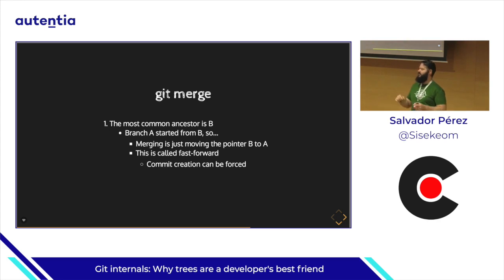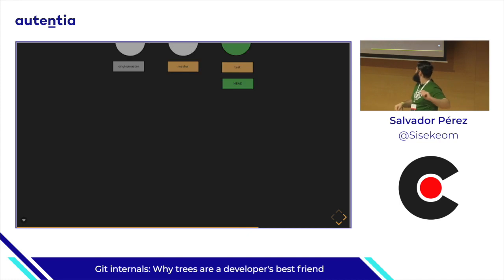First one is you are trying to merge a branch that came out from the branch you are trying to merge it into. So the most common ancestor is the commit you are in right now. So that's the first case here, in which you are trying to merge test into master. I have a typo here, sorry about that. The green commit is this one, and the head is here. But for the rest of it, it's good.